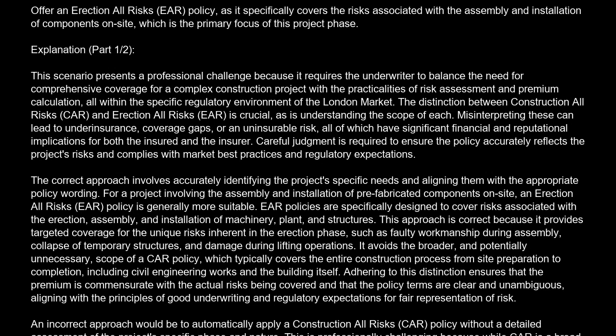Correct answer is A. Offer an erection all-risks (EAR) policy, as it specifically covers the risks associated with the assembly and installation of components on site, which is the primary focus of this project phase.